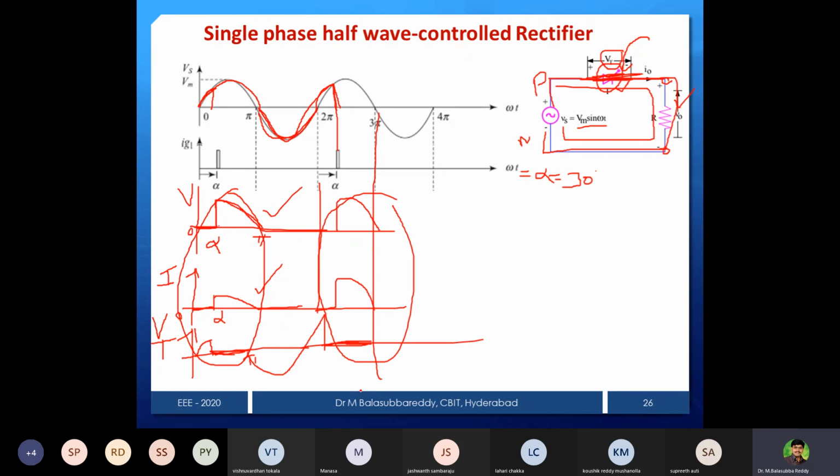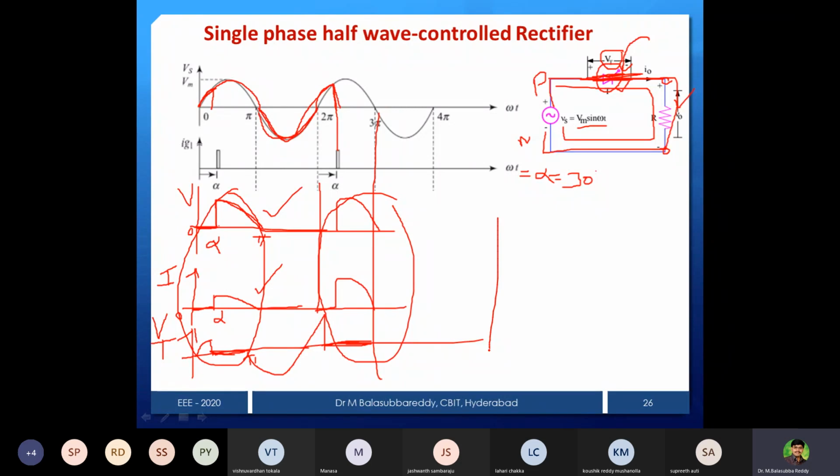When the thyristor is on, load voltage is the same as the source, and current also follows the voltage waveform but with reduced magnitude because of the resistor. And at an angle of pi it is going to be open. When it is open, output voltage will be 0 and voltage across the device is just the reverse of this.